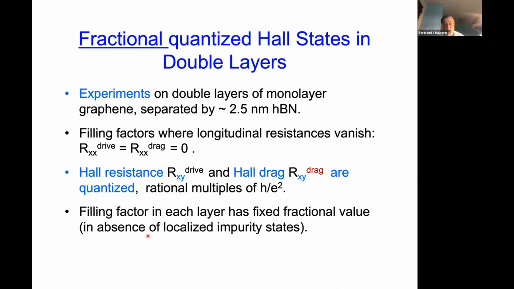And again, in his case, once you're in this coherent state, you can add excitons to one layer or to another layer, and it just changes the energy continuously. There's no gap, and so the difference between the filling fractions in the two layers can be varied, as long as nu total is equal to 1, you're in a gap. But here, the filling fraction in each layer has a fixed fractional value. It cannot be varied continuously in the absence of localized impurity states. Of course, with localized impurities, you can vary the filling fraction, but the Hall conductance doesn't vanish because you're just varying occupation of localized states.